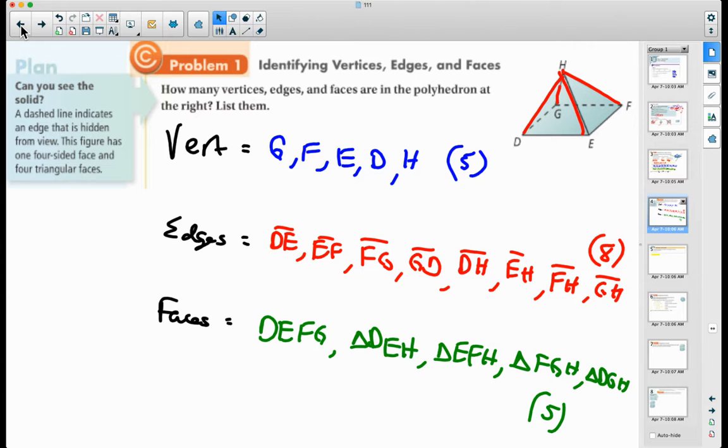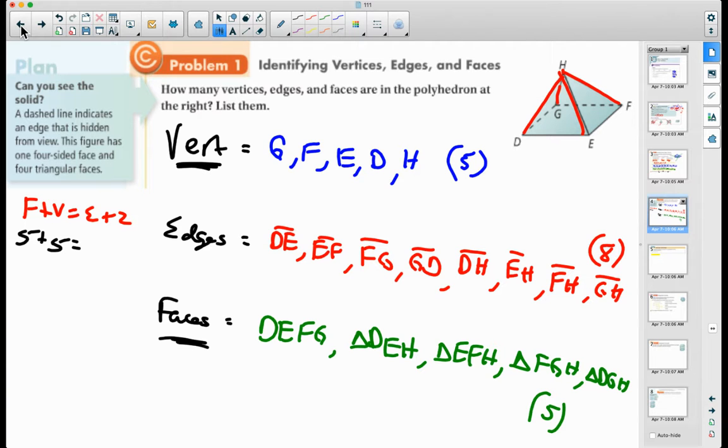Look back at what we just did. All right, so faces plus vertices is equal to edges plus 2. Look at the number of faces we had. The number of faces we had was 5. The number of vertices we had was 5. The number of edges we had was 8. And then we had 2. So that's 10 equals 10. You can see it works.